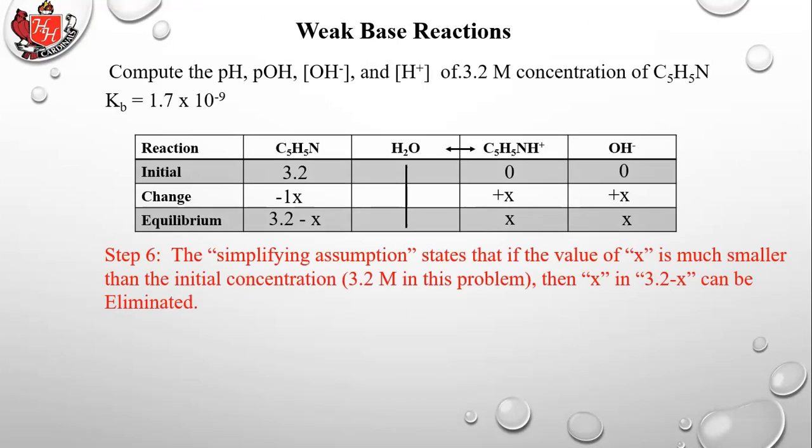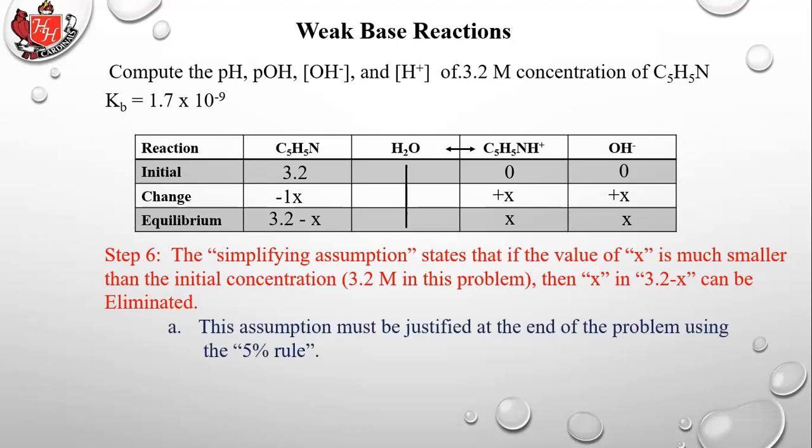The simplifying assumption states that if the value of x is much smaller than the initial concentration, 3.2, in this problem, then x in the 3.2 minus x can be eliminated. So we're going to go ahead and do that and use the 5% rule at the end to justify it. We're not going to actually calculate that, but we'll just take a look at the final answer.